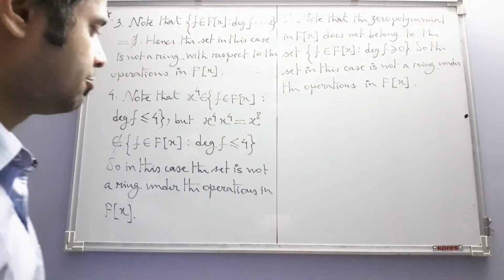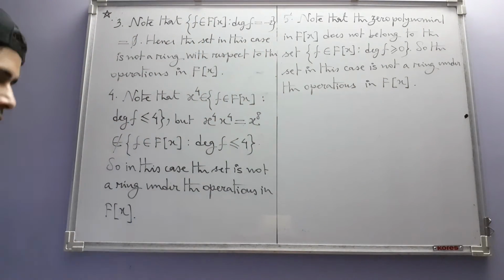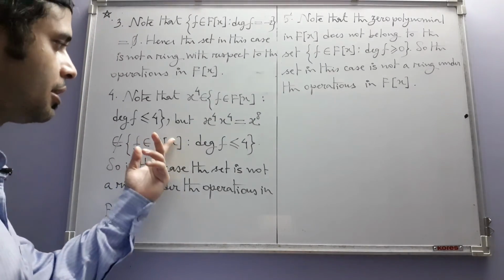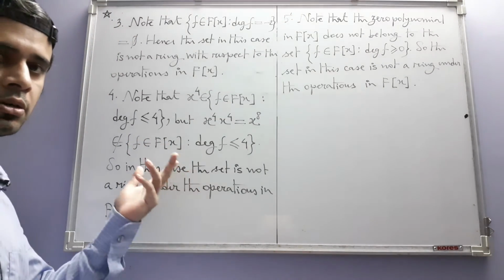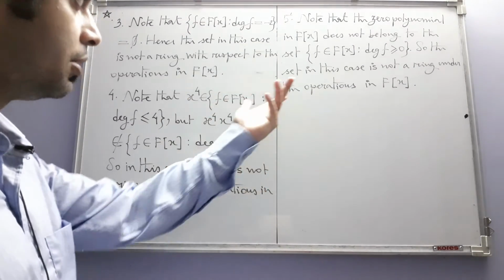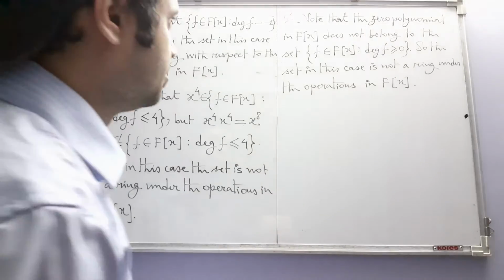So this also fails to be a ring, but for a different reason. Earlier we had the zero polynomial, still it failed to be a ring because it's not closed under multiplication. Here we don't even have the zero polynomial, so we need not go any further.